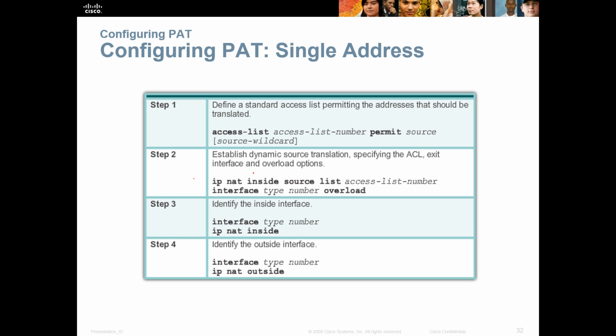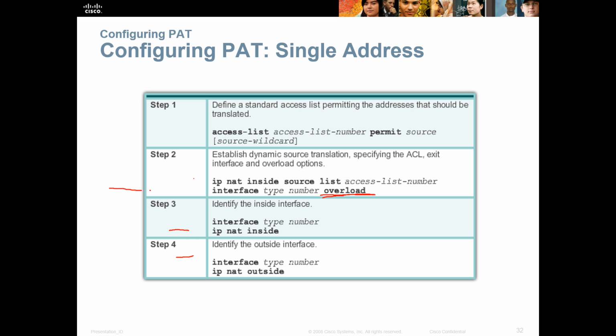So what we do is we do ip nat inside source list, our ACL. Here we do interface, the type and number, and we use the word overload. And so what we'll do is we'll take that interface, we'll use that IP address, and we'll overload that IP address. And again, we do our NAT inside and outside for our interfaces.